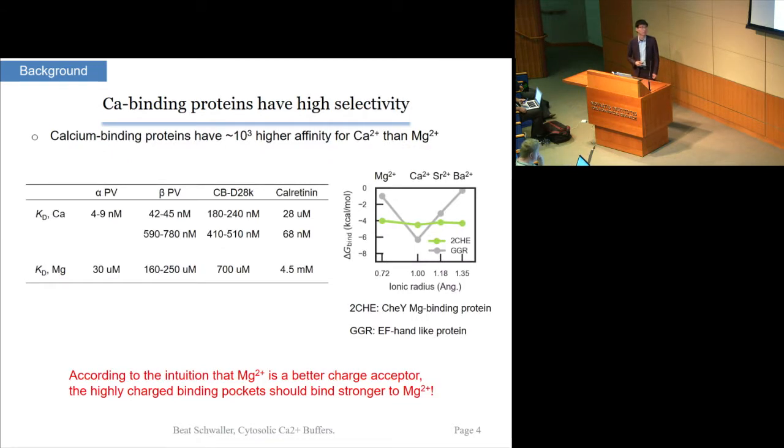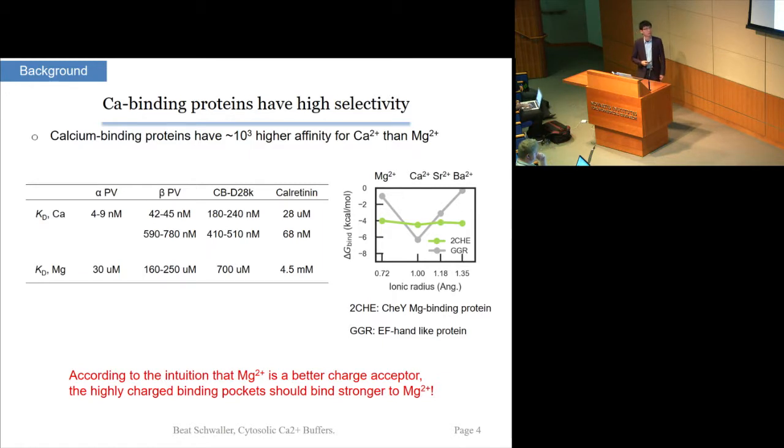The calcium binding proteins have very high selectivity for calcium against competing ions such as magnesium. The binding affinity for calcium is around nanomolar and micromolar for magnesium. The EF-hand binding proteins also have a high selectivity for calcium against strontium and barium ions. There are also exceptions that don't have this high selectivity, which I will talk about later.